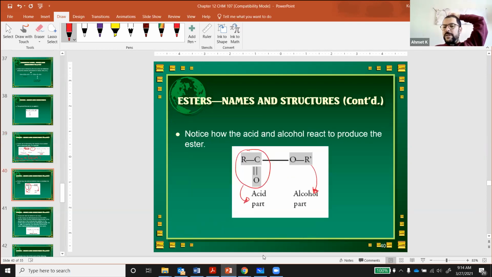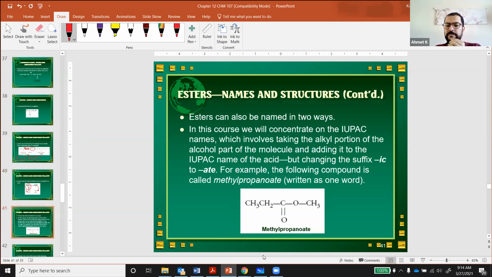So again, one part is coming from the acid, the other part is coming from the alcohol. This is important, because this is how we are going to name the esters. We are going to look at the two parts, identify the alcohol and acid part, and name accordingly. So how are we going to name it? If you look at methyl propanoate, this is another flavor, a fruity smell, like a rum fruity smell or flavor.